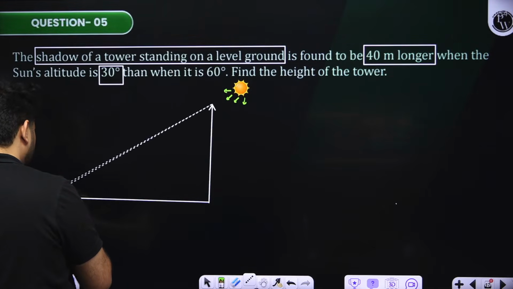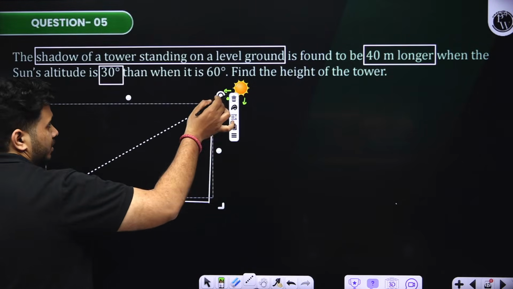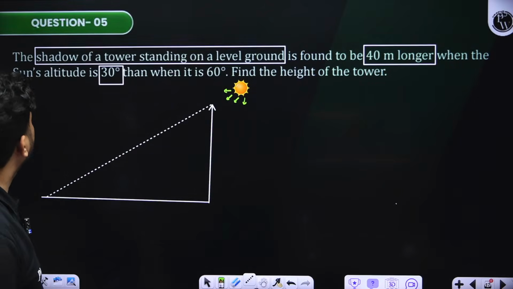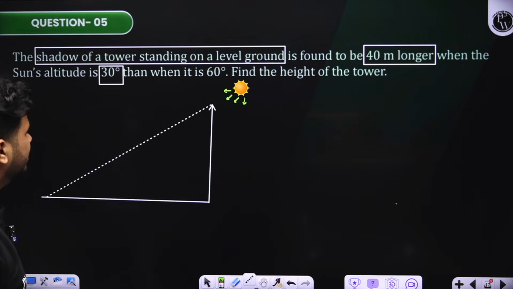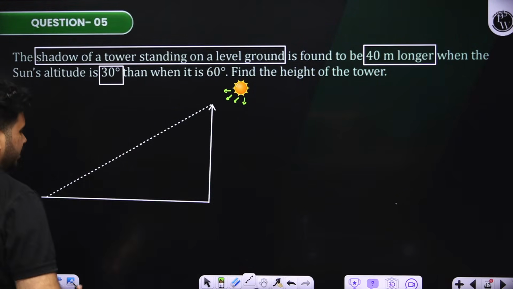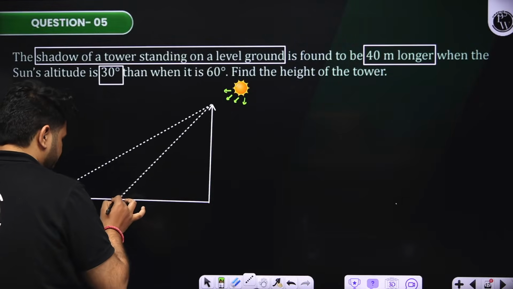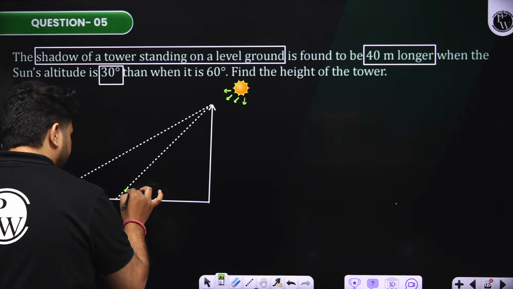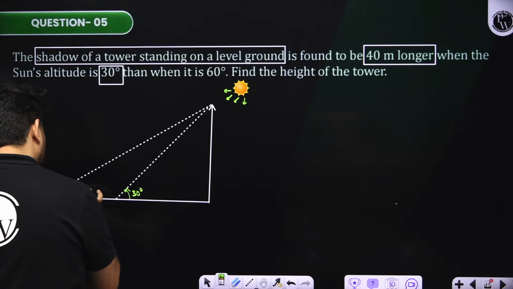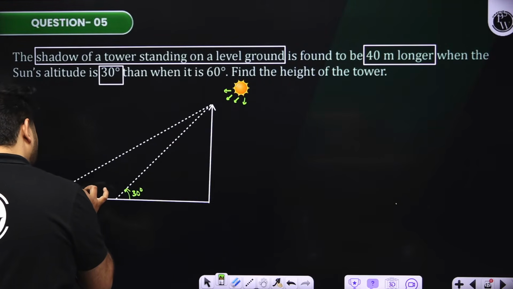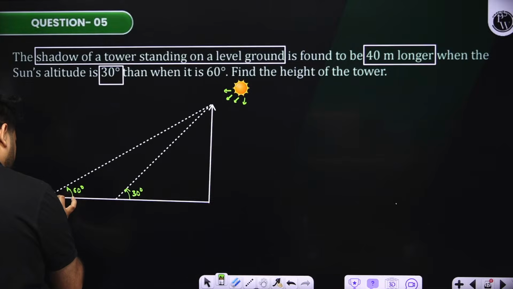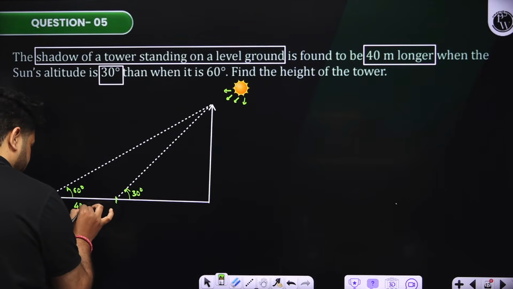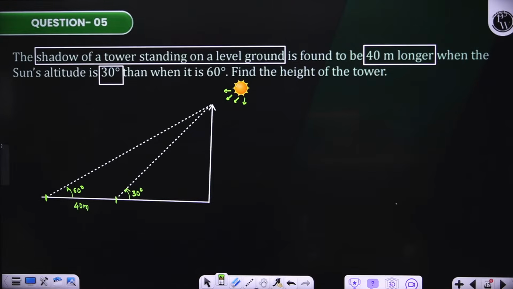So they are telling that when the sun's altitude is 30 degrees and when the altitude is 60 degrees, correct? When it is 60 degrees, the shadow is found to be 40 meters longer. The difference between these two is how much? 40 meters. Okay, did you get the idea?